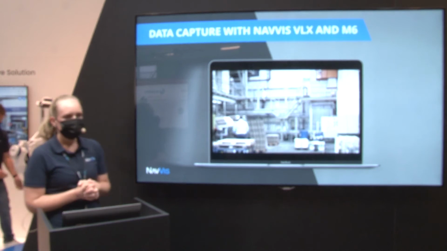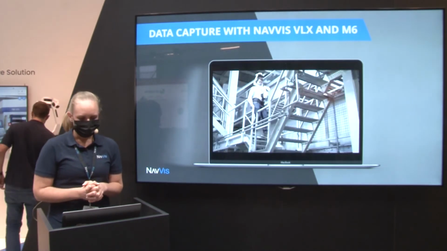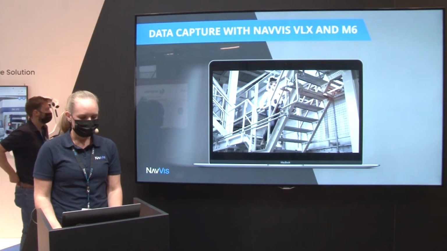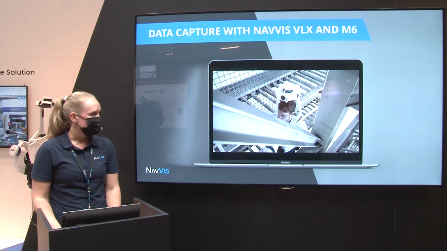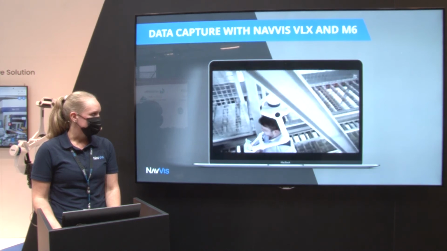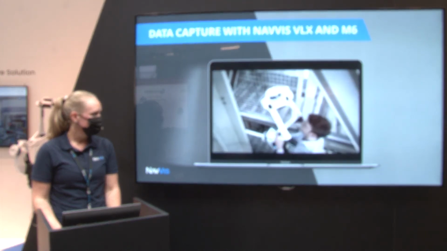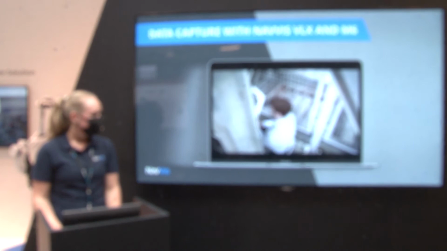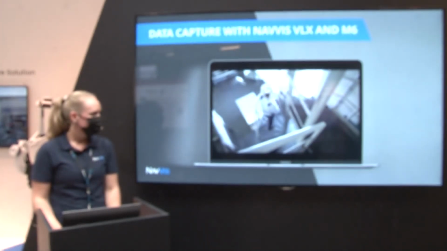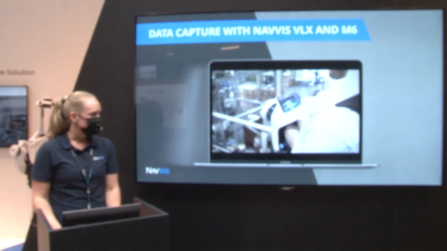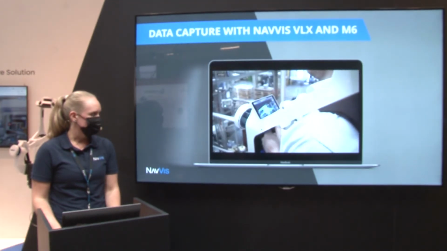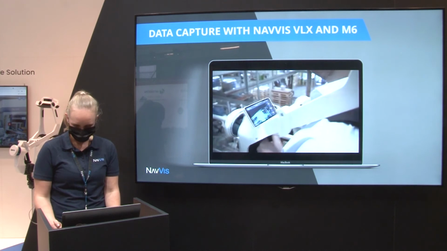So it's a wearable system, it's versatile, and you can just walk around with it. Also, stairs are not a problem at all. Narrow spaces are not a problem, as you can see here. And this is how you capture data using the NavVis VLX.